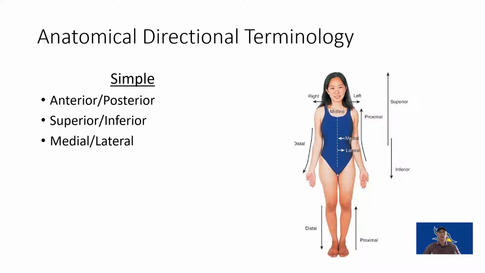Medial and lateral. Medial is closer to our midline. Okay, our center right down the middle. Lateral is out to the side, further away from our midline. So our arm is lateral to our sternum or our breastbone.